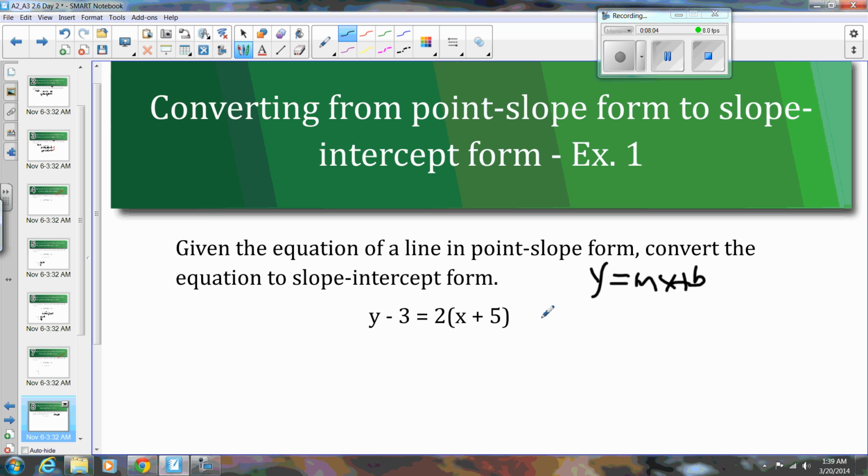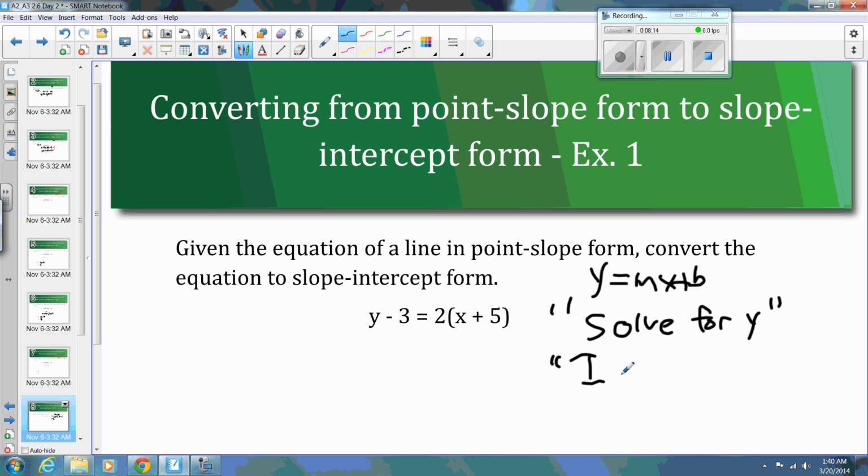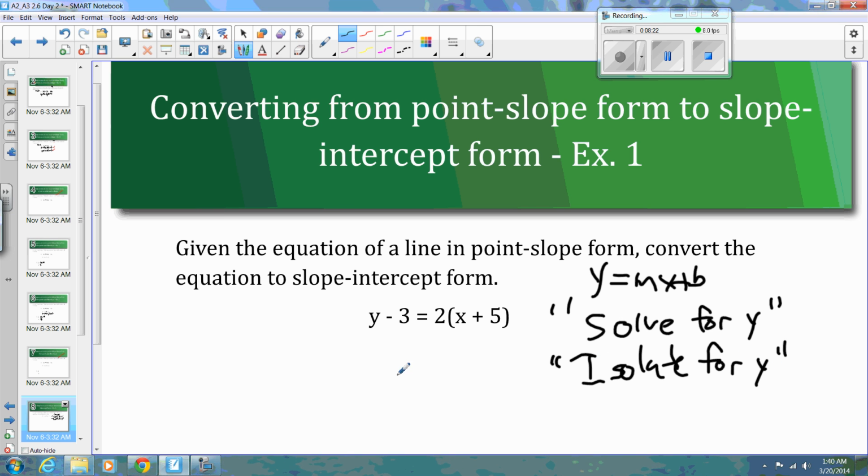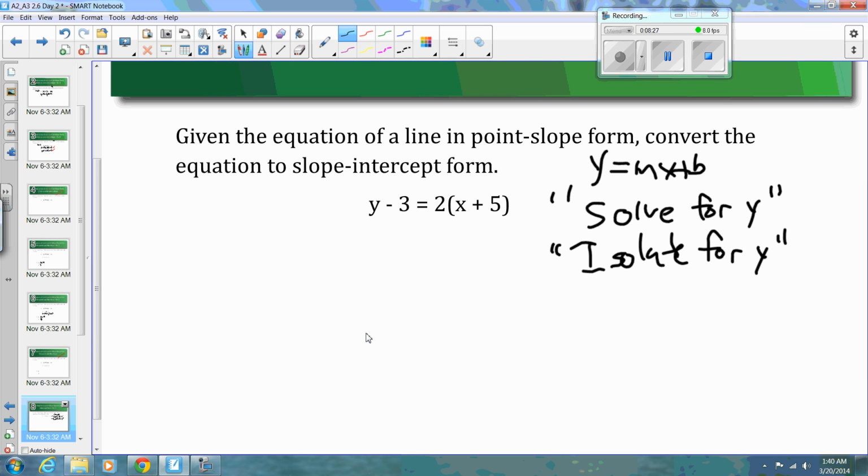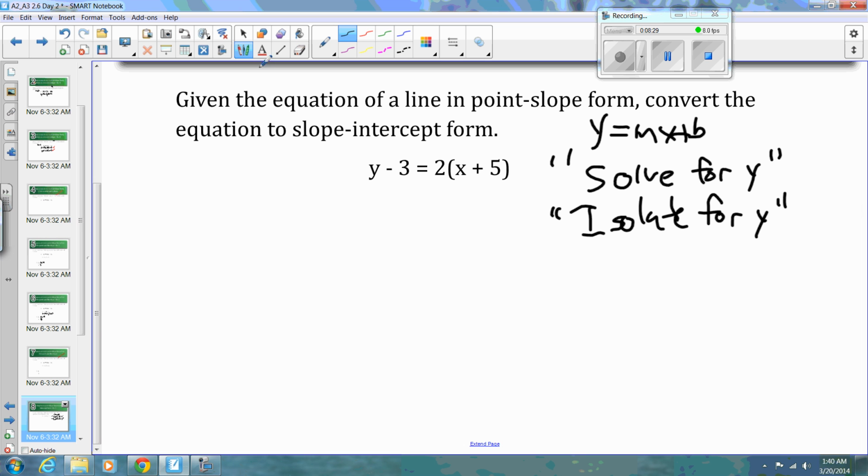So what am I doing? You can call this, if you want, solving for y. So when I say solve for y, what does that really mean? You can also call this isolating for y, right? Isolate for y. Wow, this pen is really bad handwriting. Okay, at any rate, hopefully everybody can read that. Solving for y, isolating for y. What do I mean when I want to do that? Okay, here's what I mean.